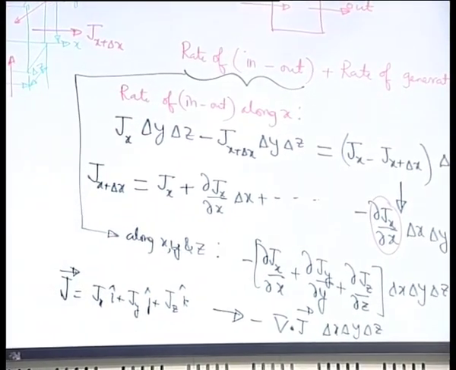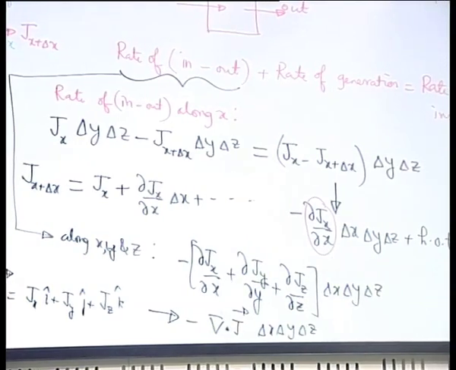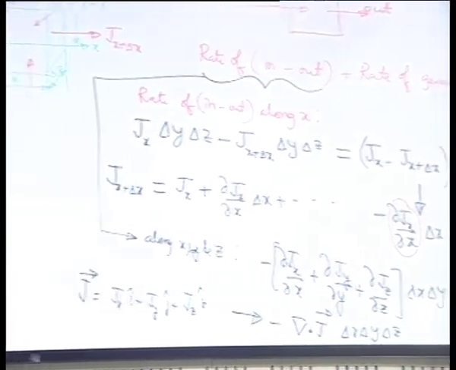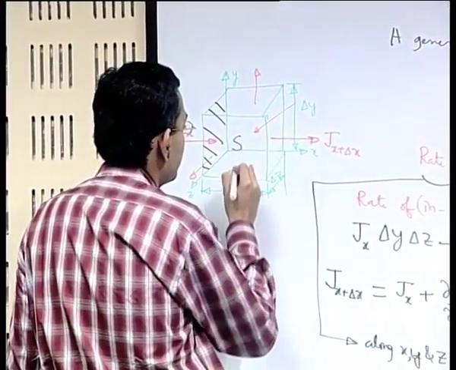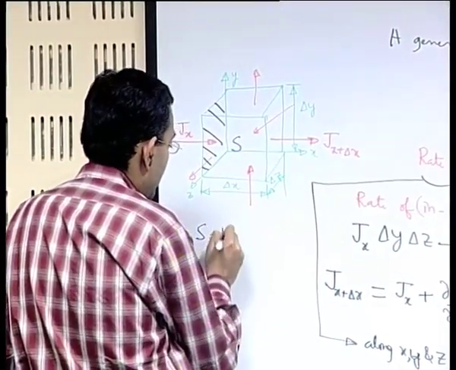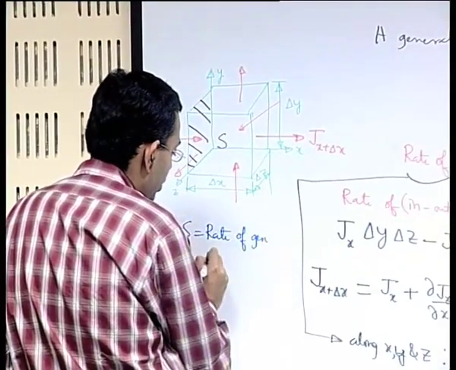Next is rate of generation. For rate of generation, usually one expresses it in terms of the rate of generation per unit volume. So, let us say that S is the rate of generation per unit volume.